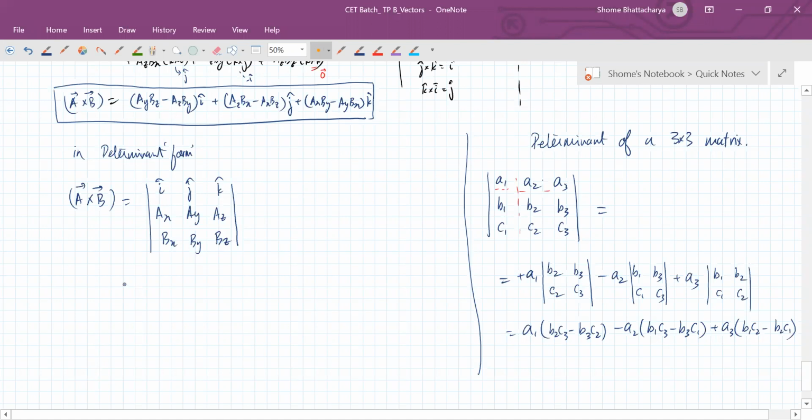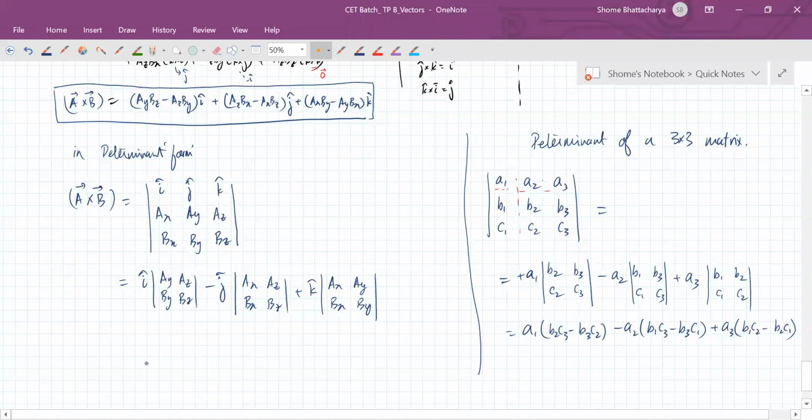Okay. So next is just apply this method. So take i cap out. Okay, so you have the second and third rows, rather columns. Then take the negative of the second term, so minus j cap out, so the first and third columns. Plus k cap. Now take the third column out, so you are left with the first and second columns. So Ax, Ay, Bx, By. And now just solve these.